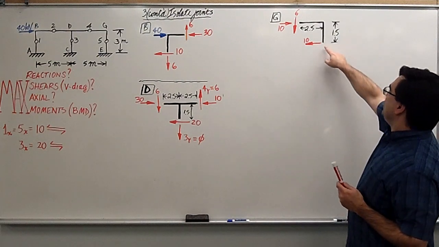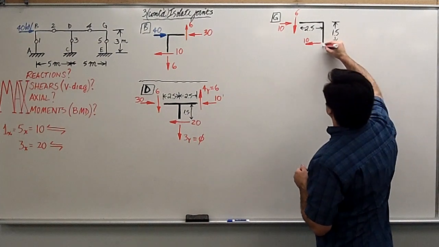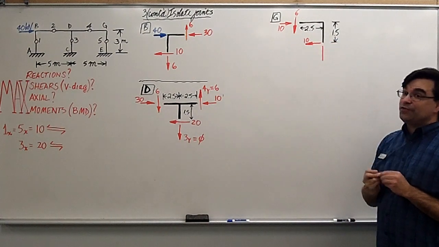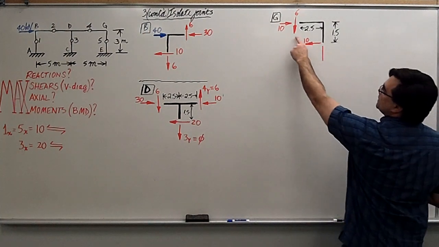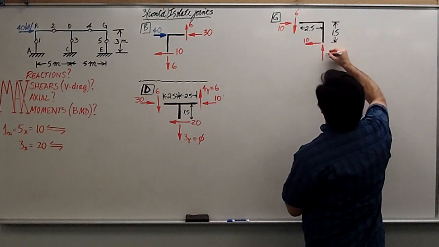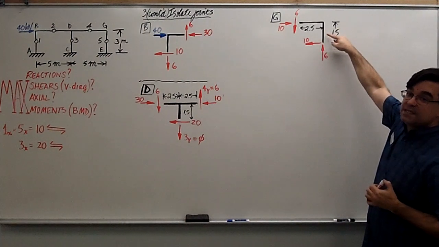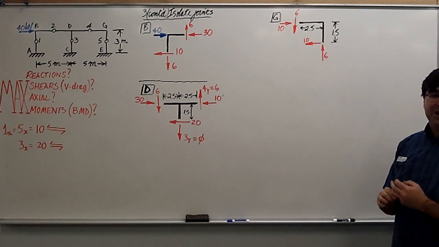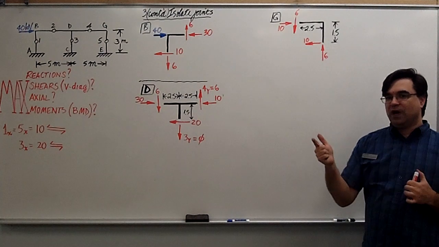Second, we need an axial force right there, right? So there's going to be an axial force there. Can we already figure out what that is? Yes. We have an axial force going down, which must be balanced out by an axial force going up, 6. That tells us that this column is in compression. Are we done? No. We've done X forces, we've done Y forces.